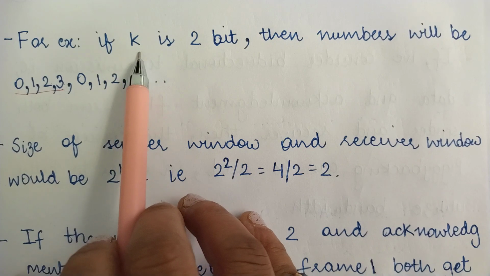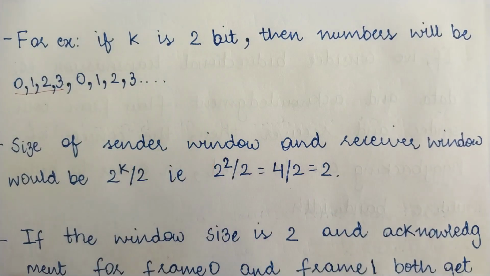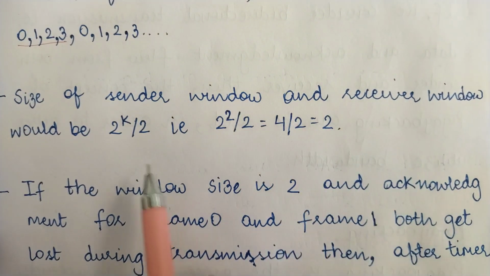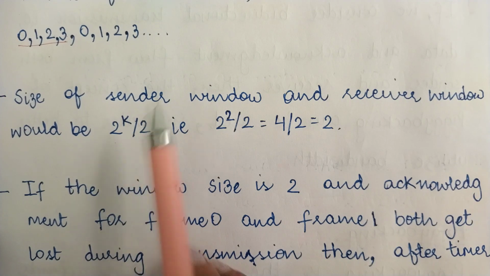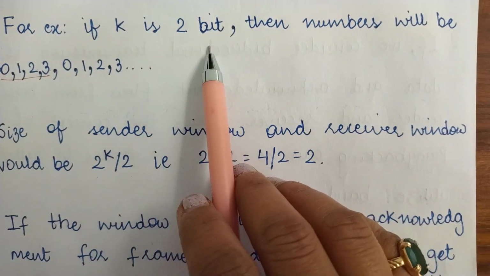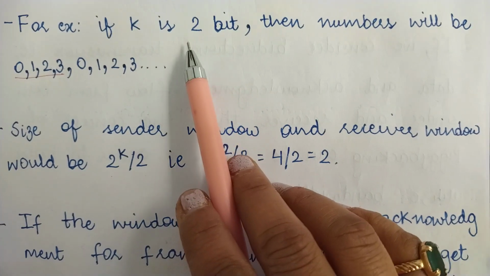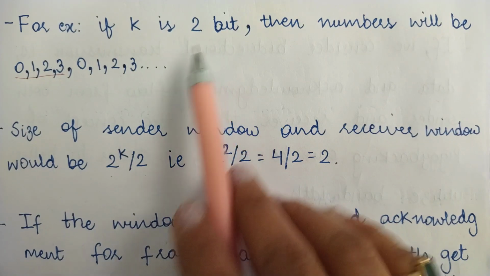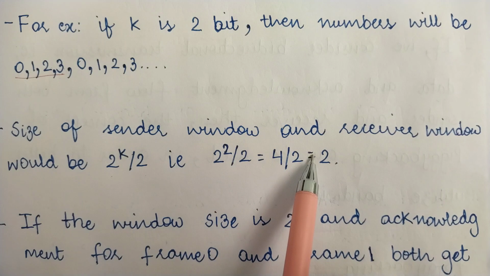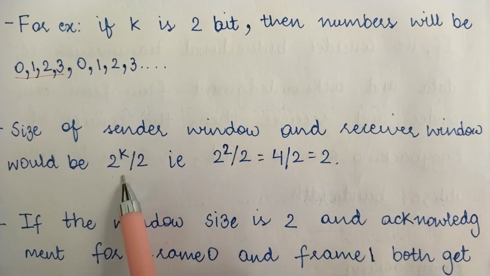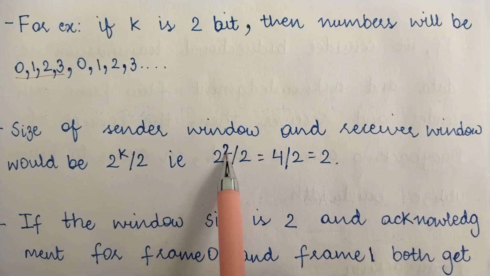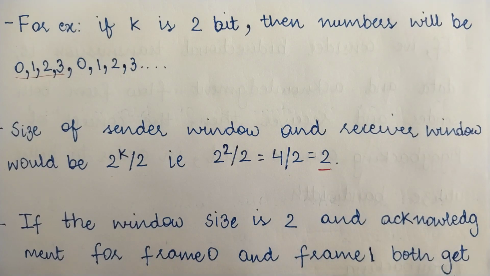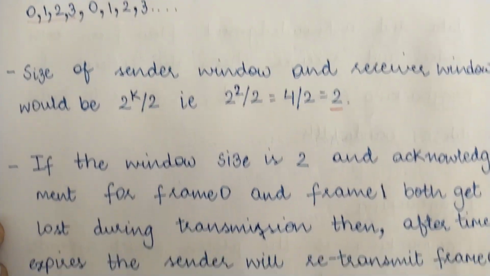It depends upon the value of k, which is the number of bits that are allowed in the sequence number field of the frame. Now the size of the sender window and receiver window would be 2 to the power k divided by 2. So again it depends upon k. Here we are taking the example of a 2-bit sequence number, so the value of k is 2. As the formula says, it is 2 to the power 2 divided by 2, which gives you 4 by 2, which is equal to 2. So the size of the sender and receiver window here will be 2.